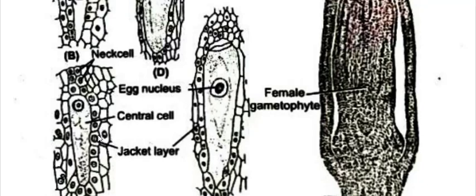Then the cells present around this central cell form the two-layered jacket of the archegonia, and the cells of this jacket are thin-walled cells. This is the neck region of the archegonium, and this is the part of the archegonium where the egg nucleus and the ventral canal nucleus are present.